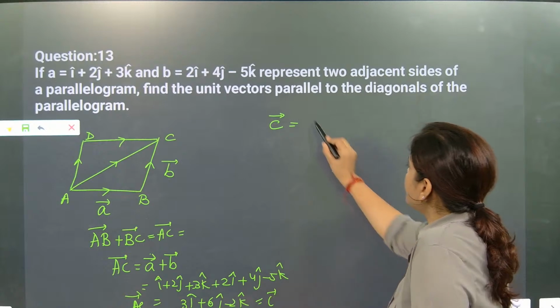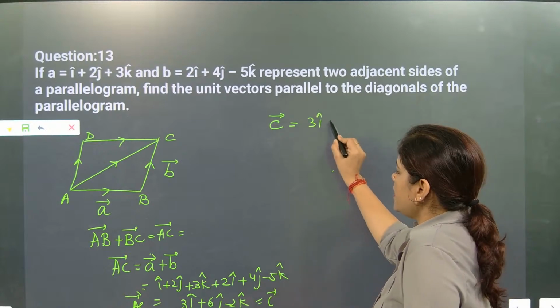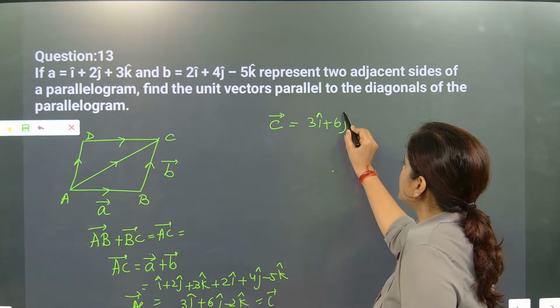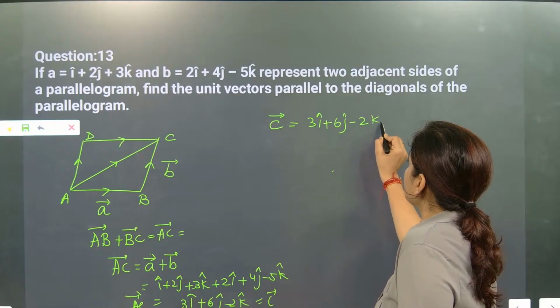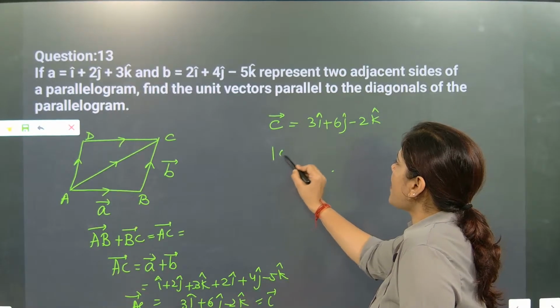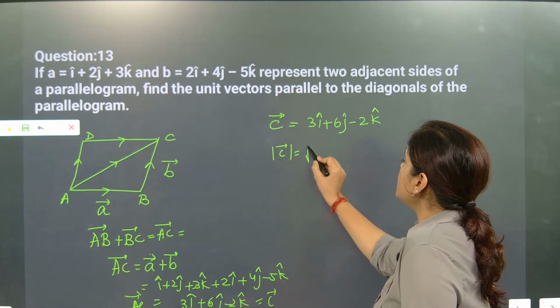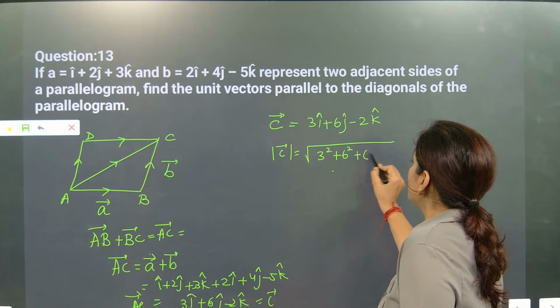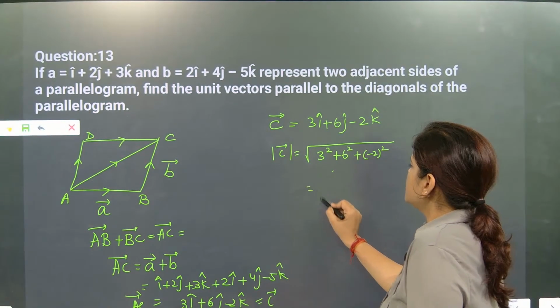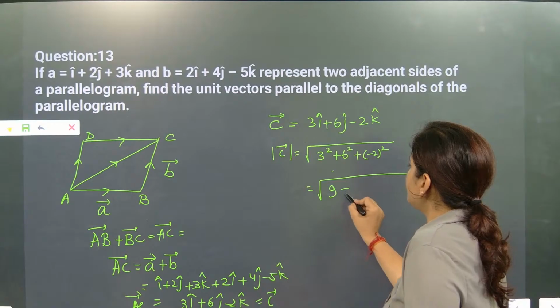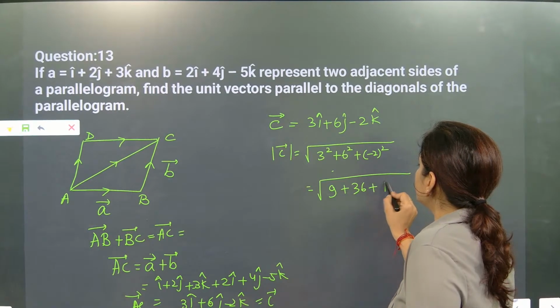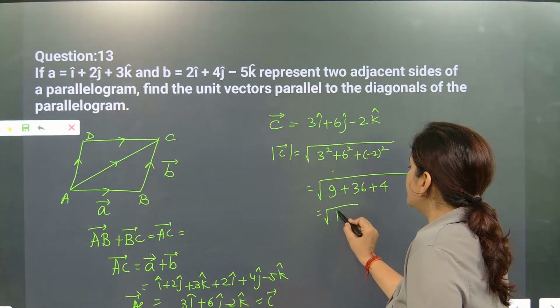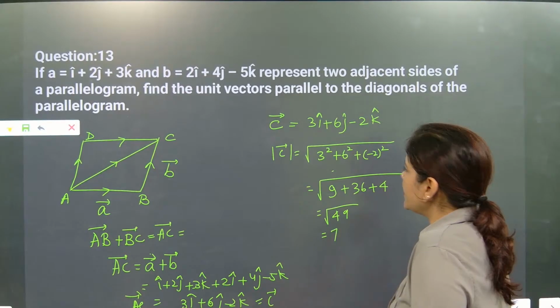C vector is coming as 3i plus 6j minus 2k. Done, beta. What is the magnitude of it? Magnitude of it is 3 square plus 6 square plus minus 2 whole square. So it is coming as how much, beta? 9 plus 36 plus 4. So it is coming as root under 49, and that is coming as 7.